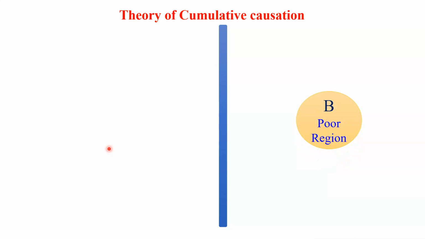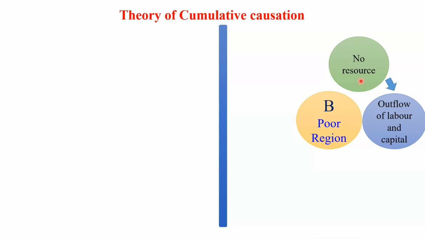Dear student, let us discuss the theory of cumulative causation with the help of both region A and region B. First, let us discuss region B, which is a poor region with respect to the various factors that are required for economic development. This region doesn't have many natural resources. Most of the natural resources are absent in this region: mineral resources are not there, water resources are very scarce, and whatever resources we require for economic development are not available on a large scale here.